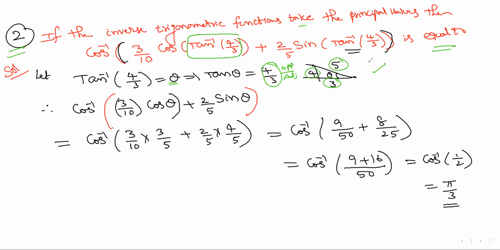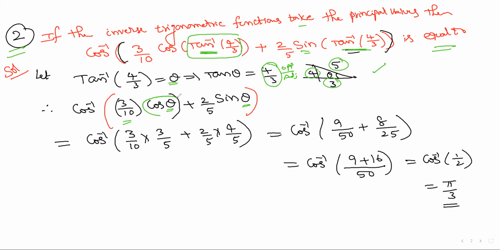According to the Pythagoras rule, cos inverse of (3 by 10 cos of tan inverse of 4 by 3 plus 2 by 5 times sin of tan inverse of 4 by 3). Replacing tan inverse of 4 by 3 with theta, which we already assumed, we get cos inverse of 3 by 10.